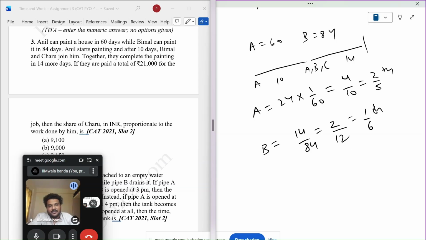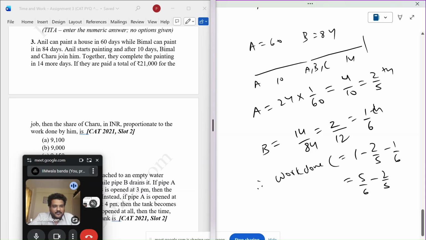See, till here the calculations were easier. So now, work done by C will be 1 (total work is 1) minus 2 by 5 minus 1 by 6, or 5 by 6 minus 2 by 5, or 13 by 30. Correct?